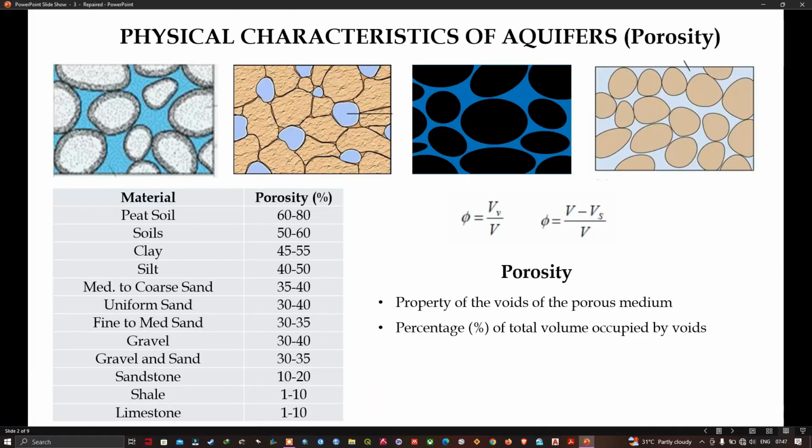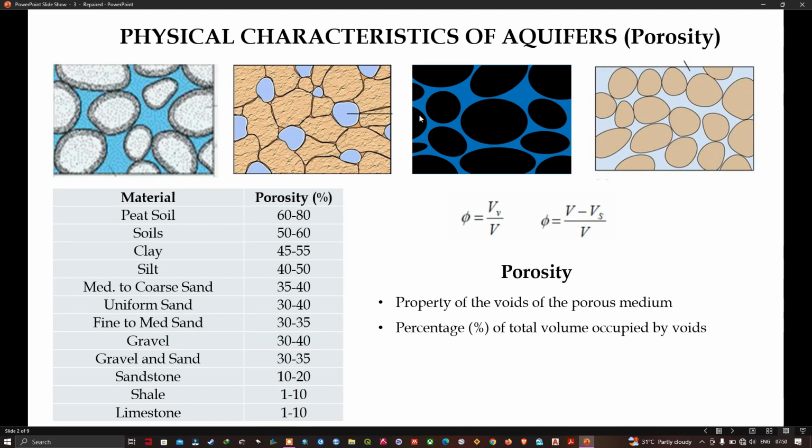So now we're going to discuss the most important physical characteristics of an aquifer. The first one is the porosity of the aquifer. The porosity is a ratio between the void and the porous media, as we can find here. As you can see from this image, we have some sediments, and we do have a void space here. So this is the void space.